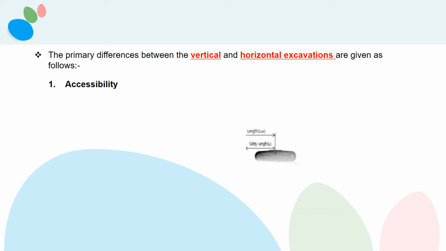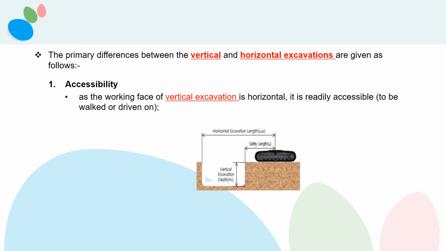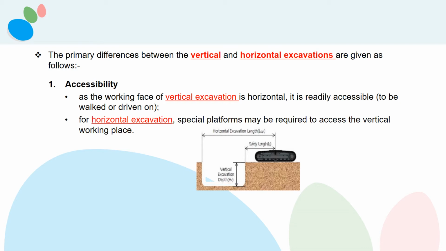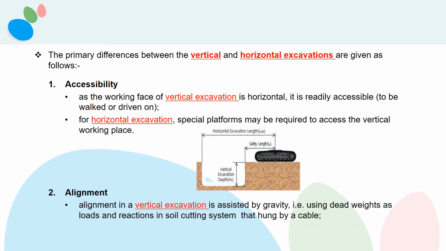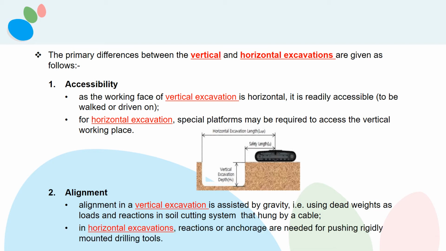1. Accessibility. As the working face of vertical excavation is horizontal, it is readily accessible, to be walked or driven on. For horizontal excavation, special platforms may be required to access the vertical working place. 2. Alignment. Alignment in a vertical excavation is assisted by gravity, that is using dead weights as loads and reactions in soil cutting systems that are hung by a cable. In horizontal excavations, reactions or anchorage are needed for pushing rigidly mounted drilling tools.